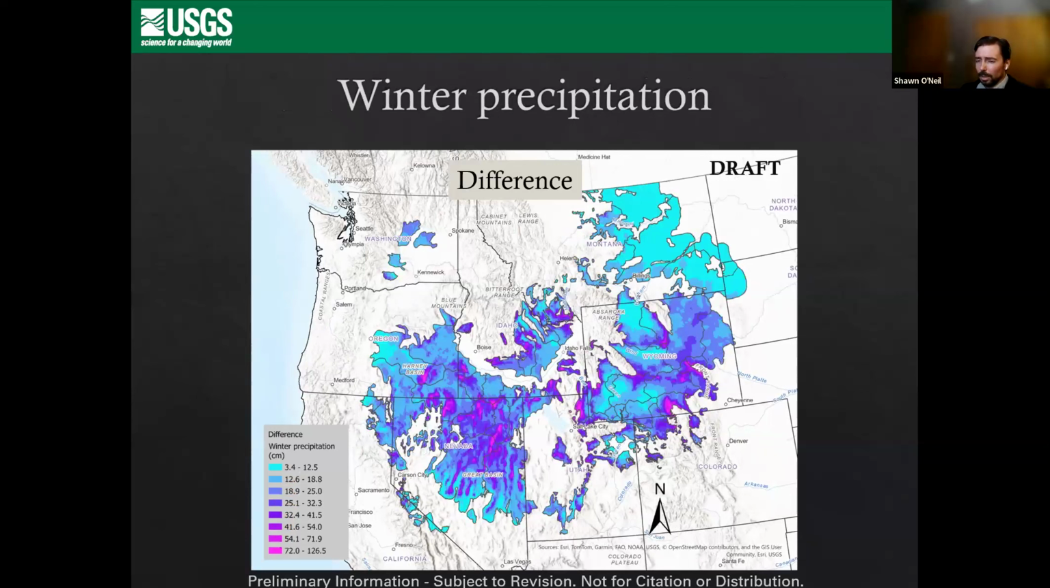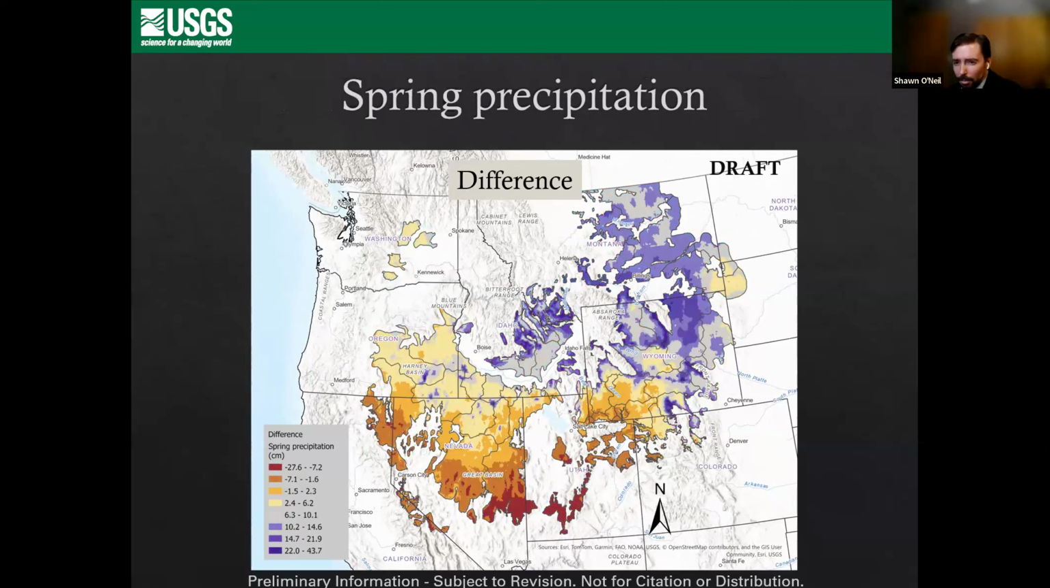This is winter precipitation. We see potentially more winter precipitation, especially at higher elevations, but this could be more rainfall as opposed to snow, so that has effects on spring snowpack. Could it influence how quickly soil dries out during subsequent seasonal drought? More to look into there.